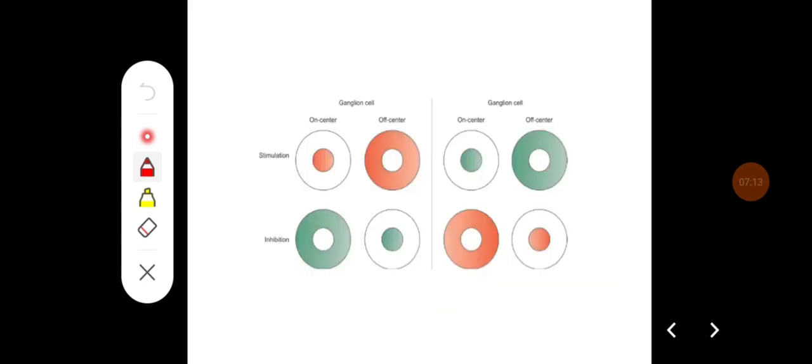So here you can see in the ganglion cell, when the center is stimulated by red, it appears red, and when the periphery is stimulated by green, it appears red. And in off center, when the periphery is stimulated by red, it appears as red, and in the off center, when the center is stimulated by green, it appears as red. And similarly, it is for the green color.